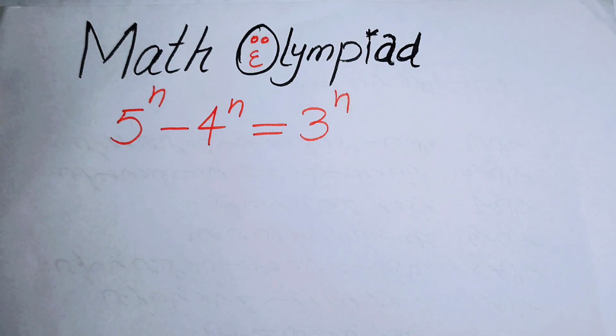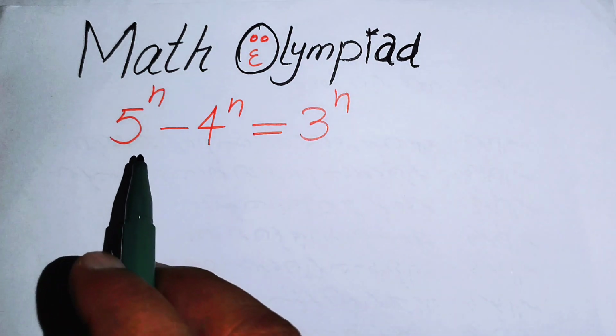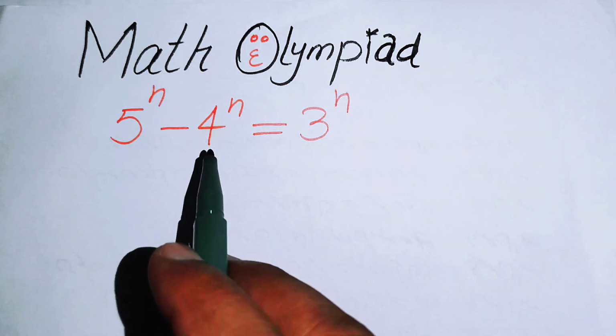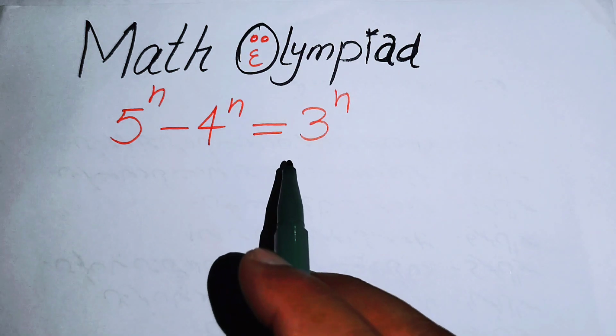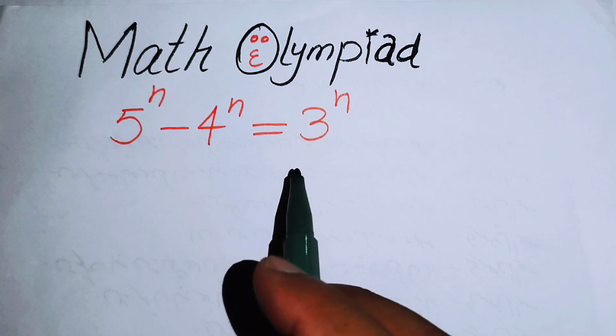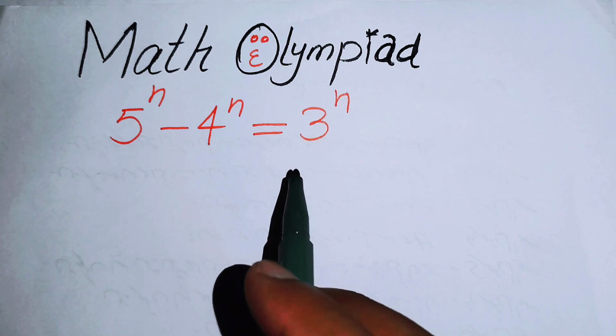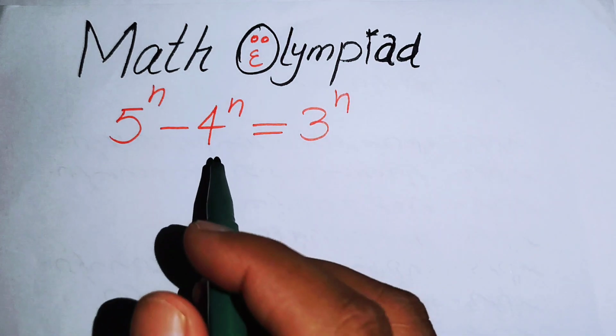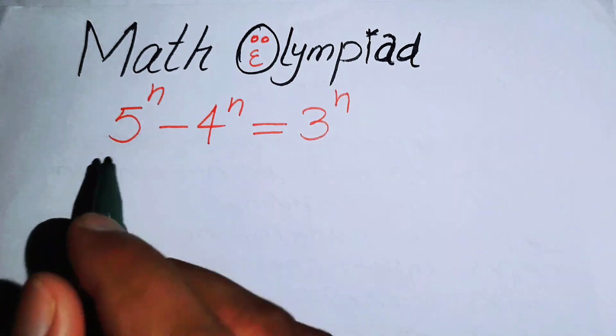In this video we are going to solve this nice algebra problem. Here we have 5 to the power of n minus 4 to the power of n is equal to 3 to the power of n, and we will solve this problem for the values of n. The very first thing we are going to do is divide both sides by 4 to the power of n.